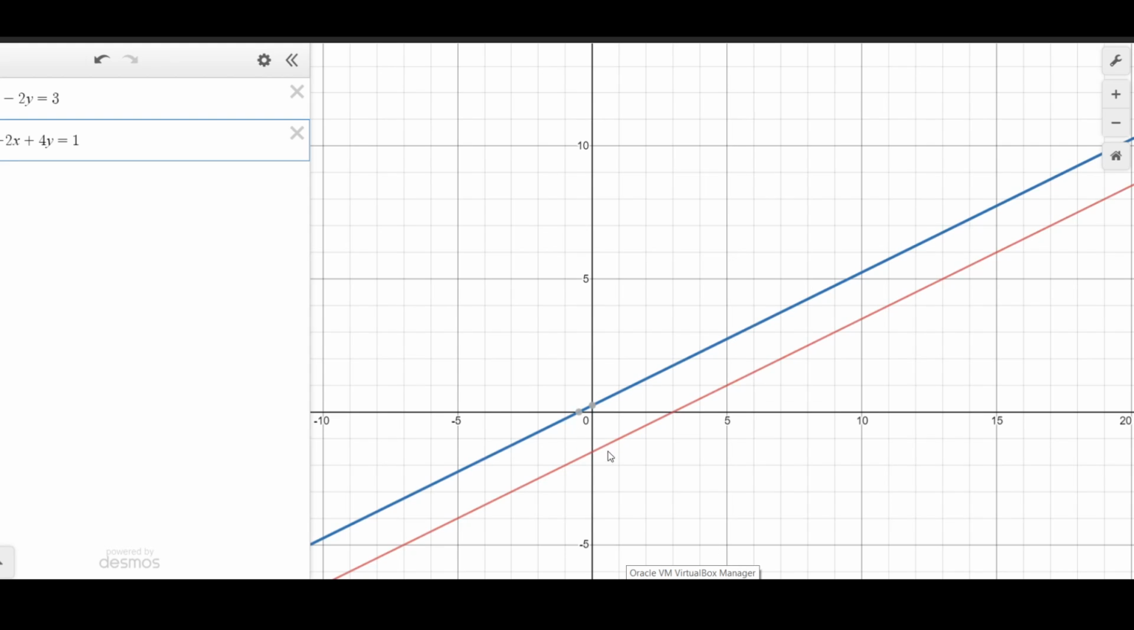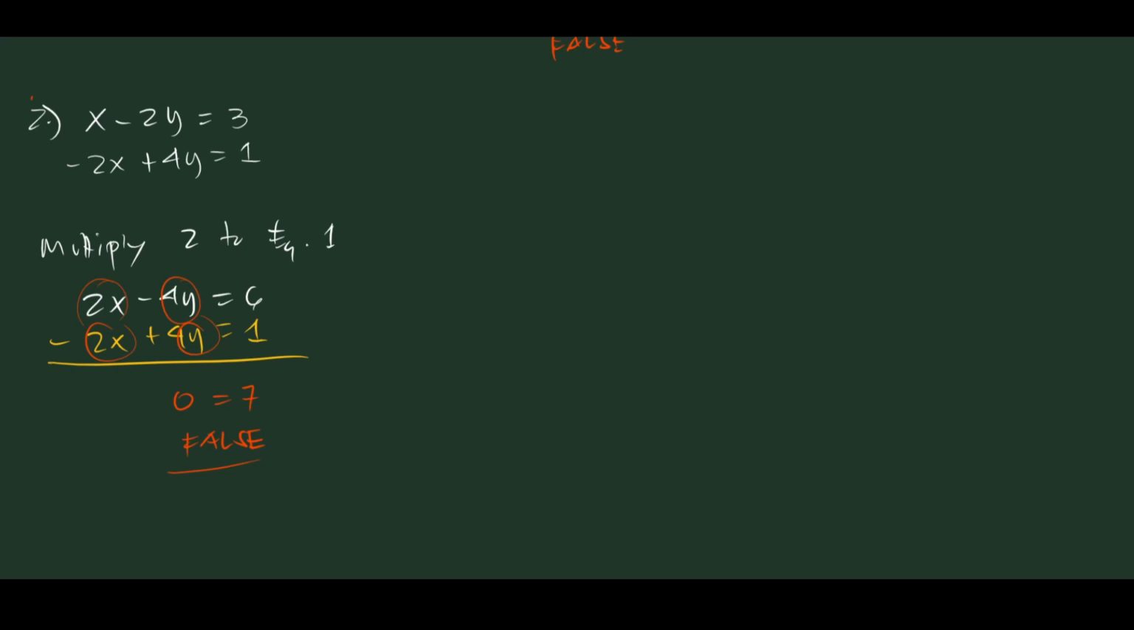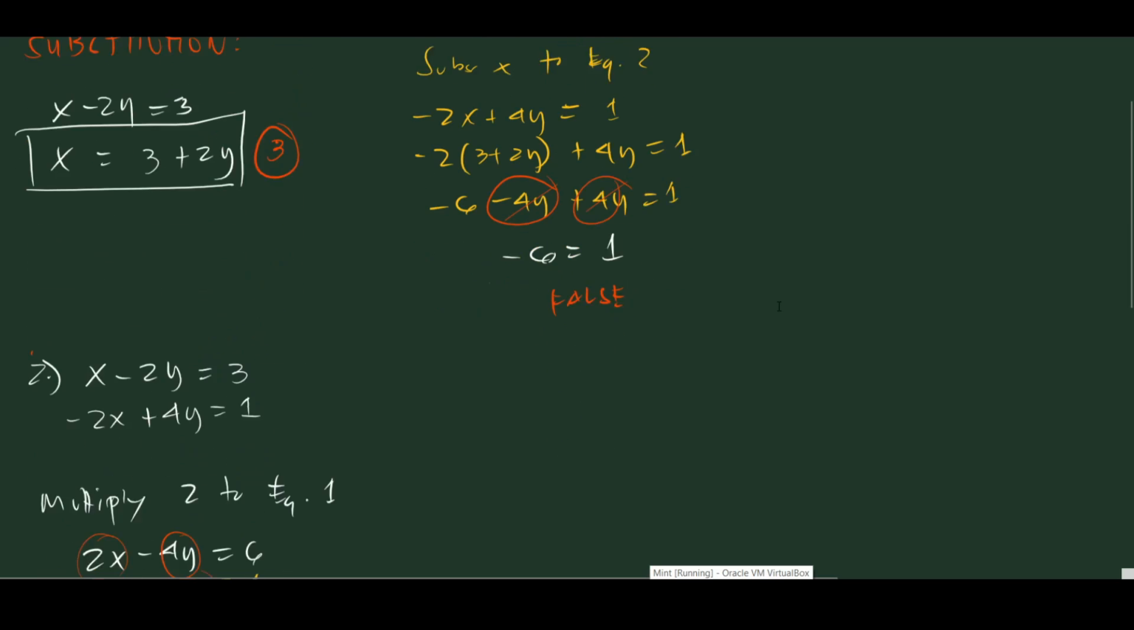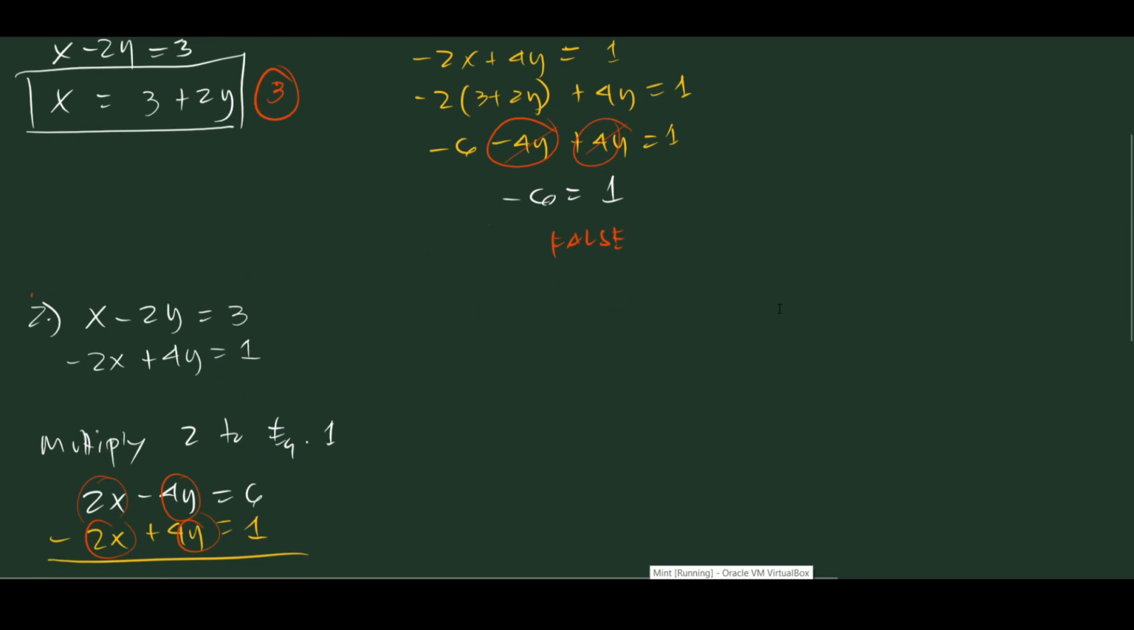Okay. It's a really cool thing to see it in the graph as well, so you get a better intuition of these equations. If the lines are parallel, they will never have a solution because they don't have an intersection. So for this case, we have no solution.